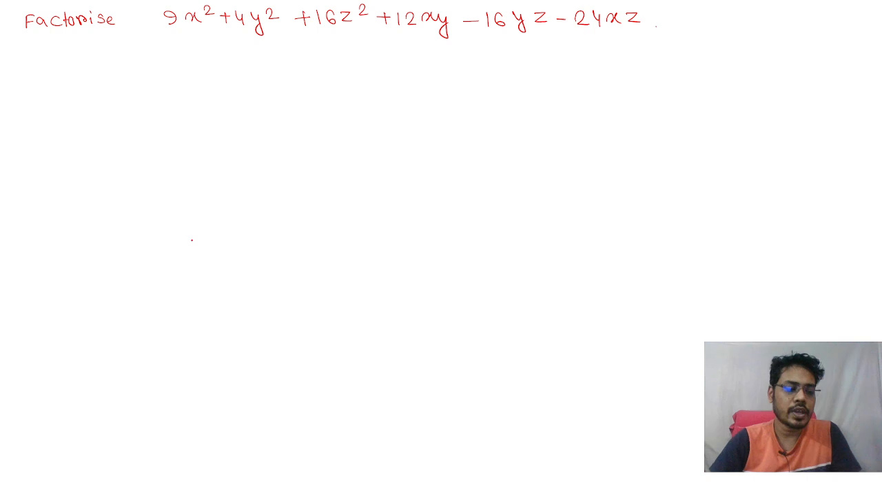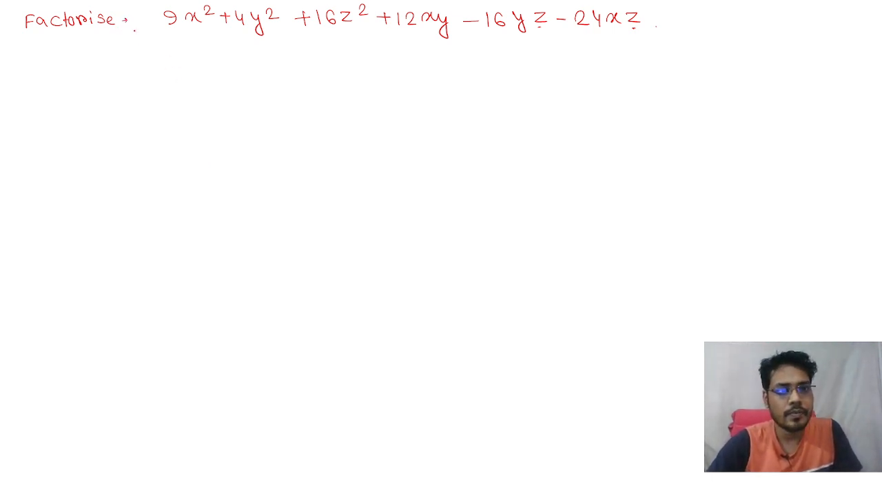So here you can observe this minus 16yz and minus 24xz. These are the negative terms only. So in these negative terms, which term is common? That is z. Z is common in these two cases. That means the value of z must be negative.